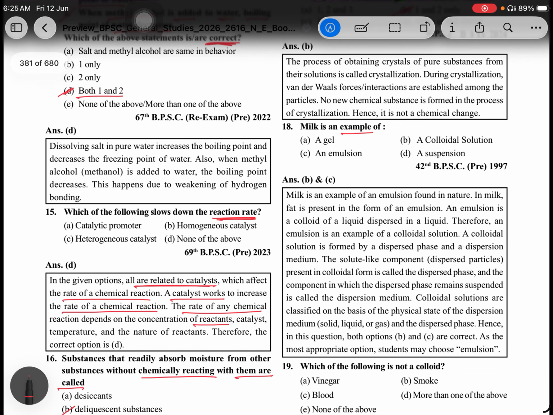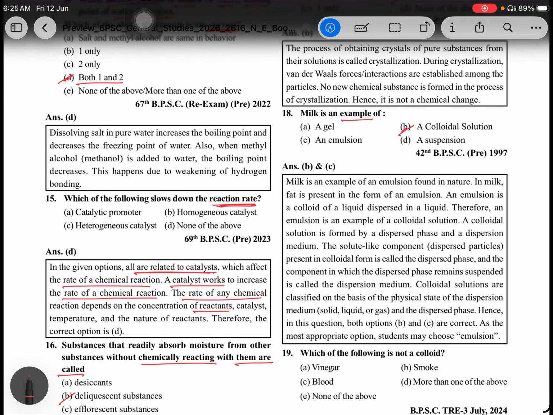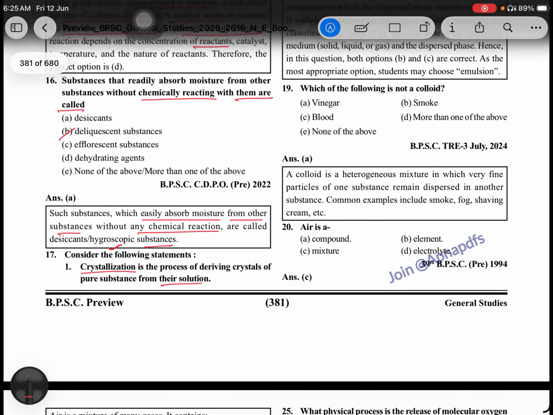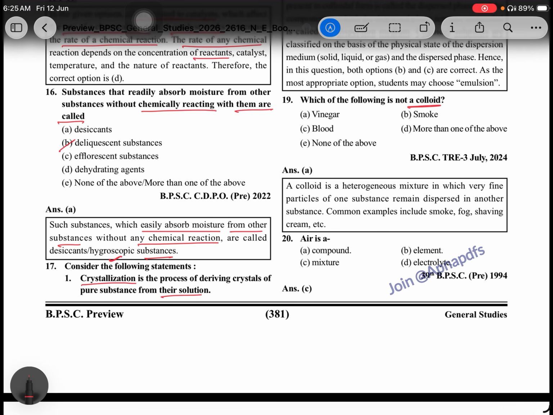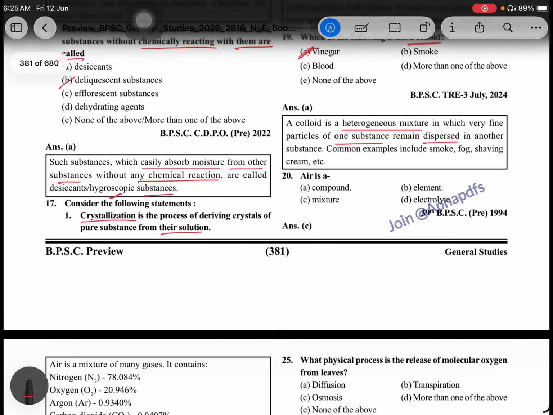Milk is an example of a colloidal solution as well as a suspension. Which of the following is not a colloid? That is vinegar. A colloid is a heterogeneous mixture in which very fine particles of one substance remain dispersed in another substance. Common examples include smoke, fog, shaving cream, etc.